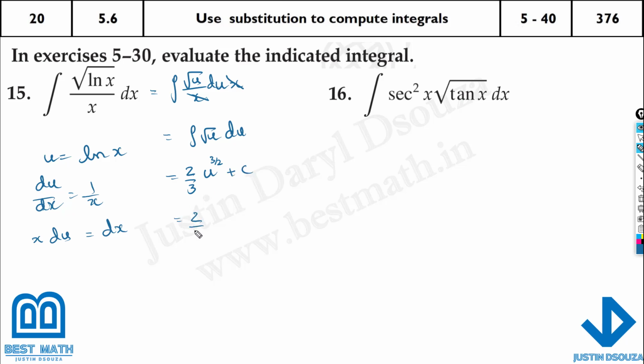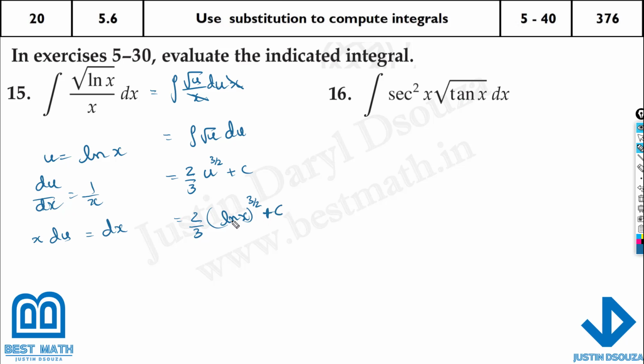It's not over, we have to substitute back whatever we assumed to be u. It's ln x to the power 3 by 2. Plus c is very important. Now this is the writing part. There won't be any options, so if you forget the c, you might lose marks. So don't forget this plus c, because there is always some constant of integration that can be there over here.